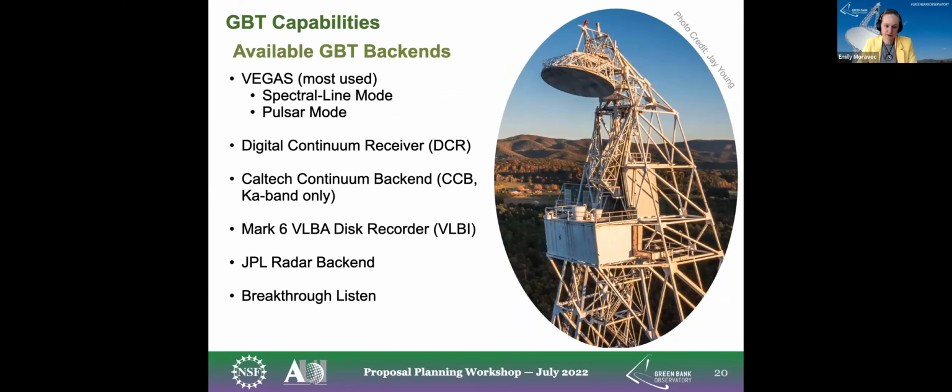So we have a couple different backends that you can use. Vegas is the most used. This is what you usually use for observing spectral lines and also pulsars. And then there is the digital continuum receiver, or the DCR, used for continuum. We have the CCB and a backend used for VLBI, and then a radar backend and the Breakthrough Listen backend. You will most likely be using Vegas or the DCR, maybe the VLBI.